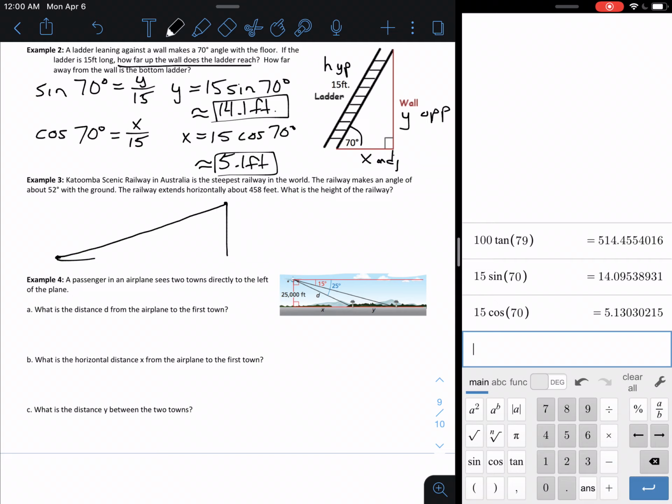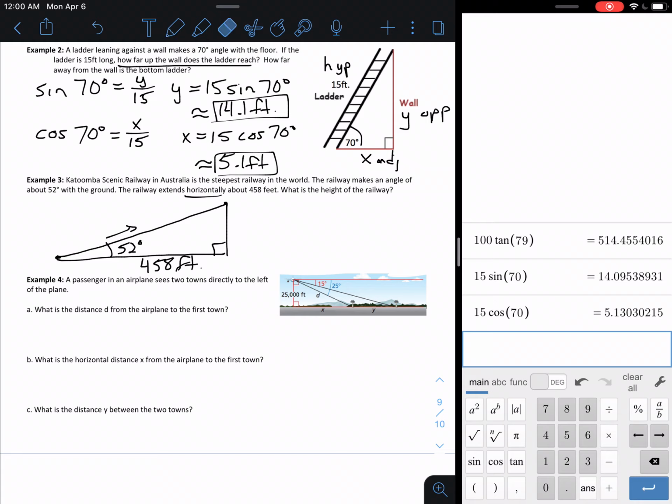And then we'll make this our right triangle that we'll use to solve in just a moment. It says it makes an angle of about 52 degrees with the ground, so you've got 52 degrees here. It also extends horizontally 458 feet. That means that 458 feet would have to be the bottom of this triangle. That's the horizontal. It's not extending vertically, that would be right here. And if it just said it extended at an incline, that would be this distance right here.